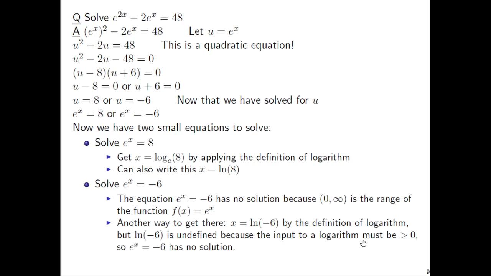Okay, so because of this, we say that e to the x equals negative 6 has no solution. You really got to get there. You got to say that e to the x equals negative 6 has no solution, and the reasoning either needs to be because of the range of this exponential function, e to the x, or because of the domain of the logarithm function.